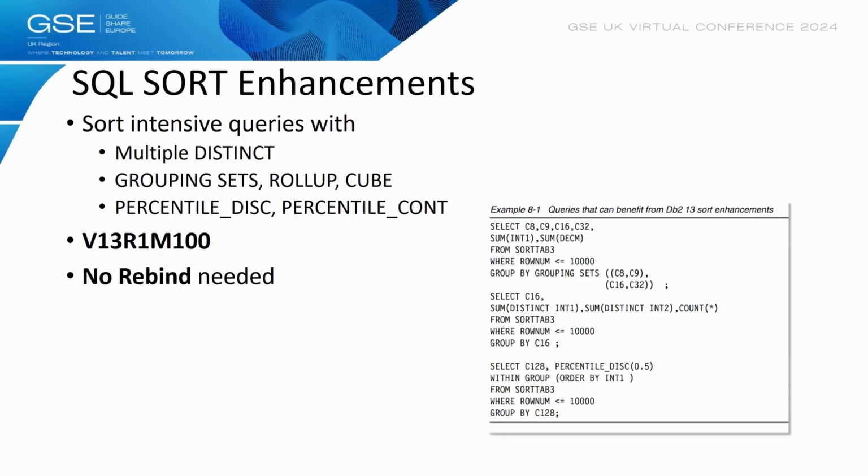Some interesting sort enhancements. I was not aware of these enhancements. Again, this is what I have learned from the Redbook, because I didn't experience any issues before. So they have these 3 examples where there are some enhancements in the sort for these types of queries. So if you are using these, maybe you will enjoy this new feature. Again, it's available since function level 100, no rebind needed. Super cool.